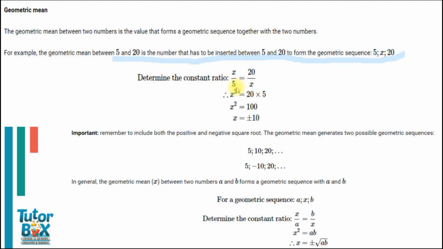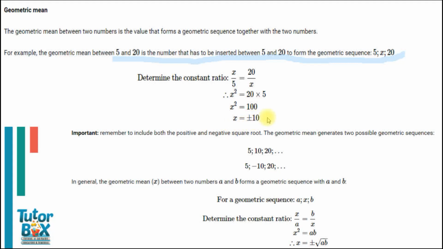So you agree with me that this x over 5 would give us the constant ratio, and this 20 over x will also give us the same constant ratio, right? So to get x, why don't we just equate those two? Let's see what will happen. We can cross multiply, with x squared equal to 20 times 5. So x squared will be equal to 100. So therefore, x is plus or minus 10.